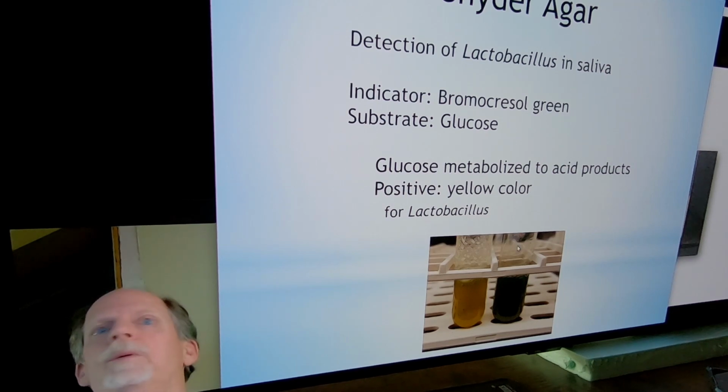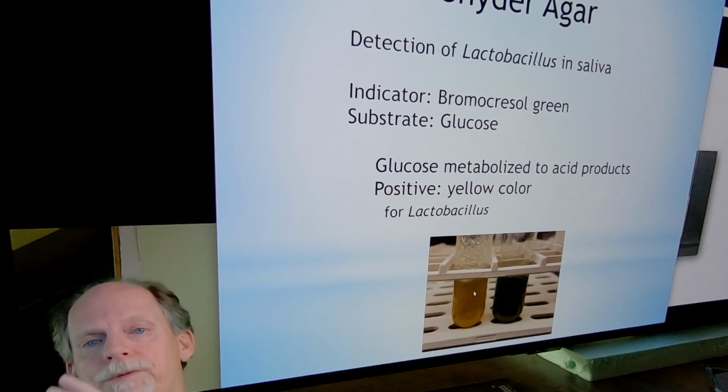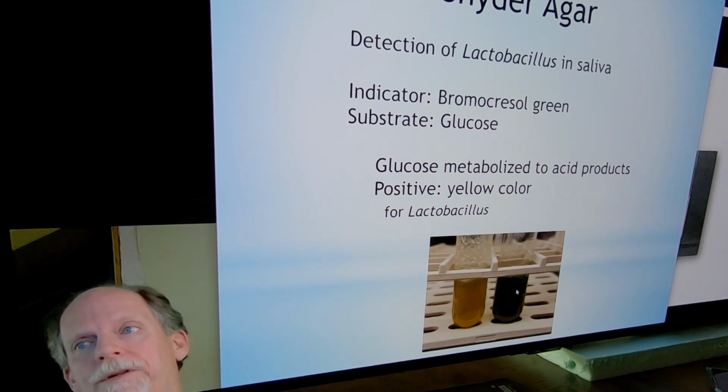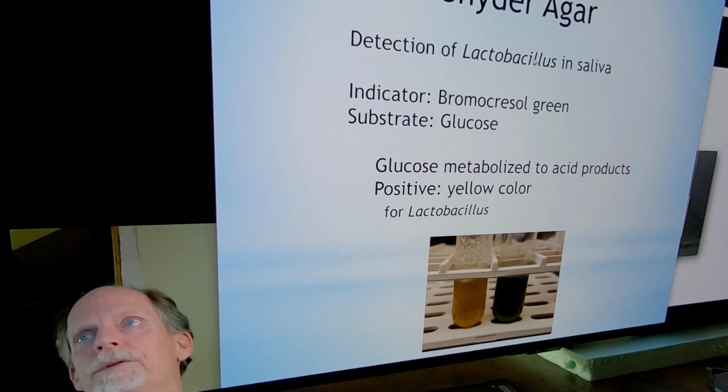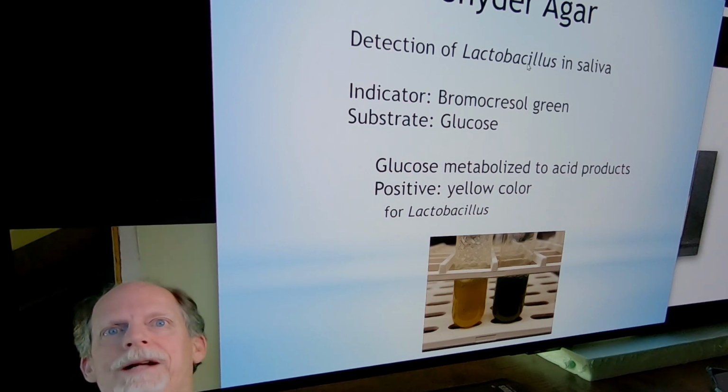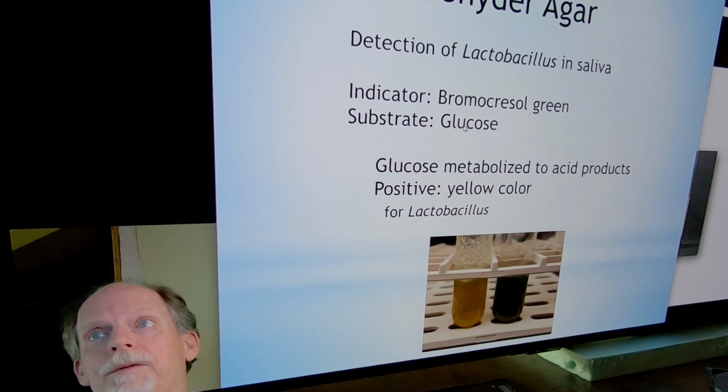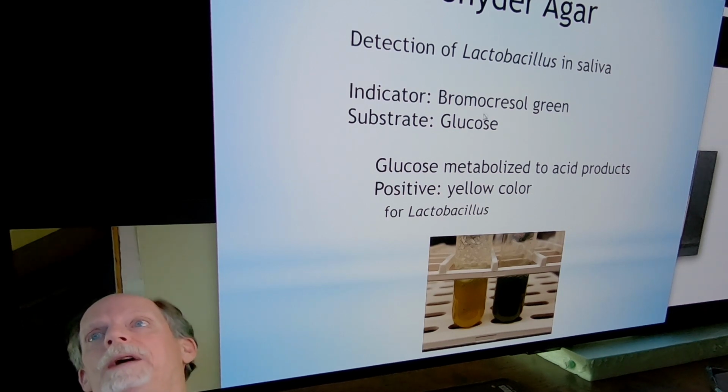So the Snyder media, what's used to, right? What do you inoculate this media with? You need saliva. Okay, that's what you put in this tube, and then you let it incubate, and if it turns yellow, then you assume that it's lactobacillus that are breaking down the glucose, turning it into an acid and changing the bromocresol green yellow.